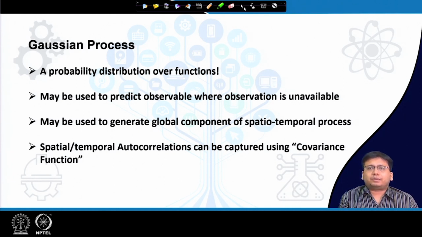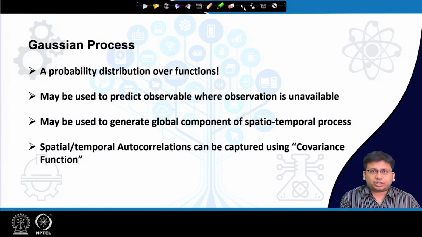So, in lecture 3 we mentioned that this global component cannot be sampled at individual time points or locations, but has to be sampled from some kind of a joint distribution. Now, this Gaussian process, by being a distribution over functions, is something like a joint distribution over multiple time points or multiple locations. Okay, so the spatial and temporal autocorrelations can be captured using the covariance function.